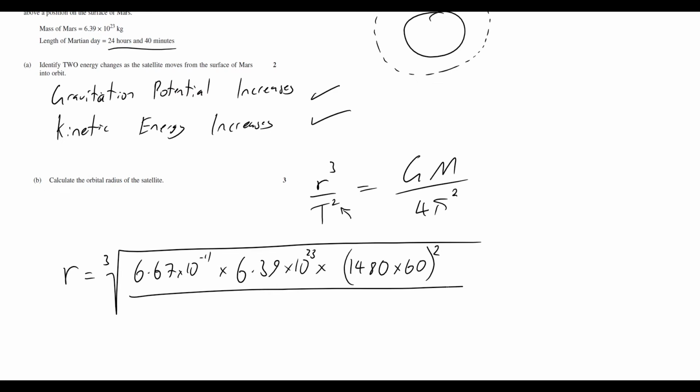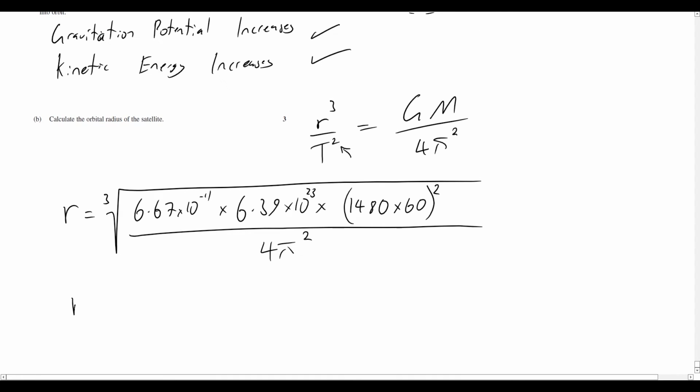And now we simply divide through by 4 pi squared. Okay, and now plugging that all into your calculator and seeing what that is equal to, we now get a radius of 2.0 times 10 to the 7 meters. And that's question 25.